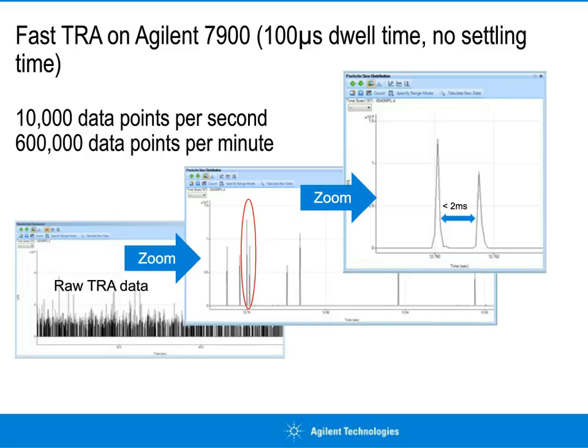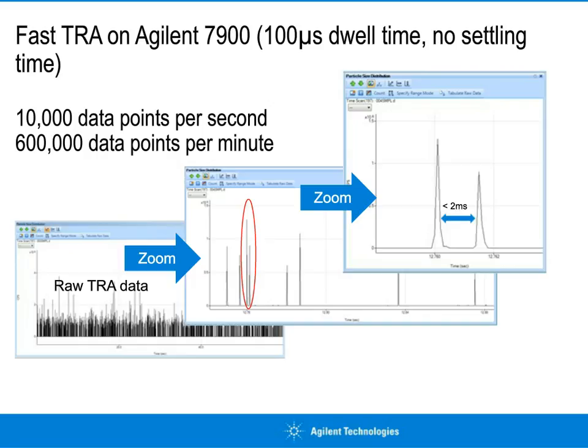In the center, we've zoomed into about a half-second wide section of that raw TRA data, and you can see that, in fact, the individual nanoparticle peaks are well separated. And then on the upper right, I've zoomed in to an even closer look at the two peaks that are circled, that are very close together. And you can see that the peak shapes are well defined, and those two nanoparticle peaks are baseline separated, even though there's less than 2 milliseconds difference between them.